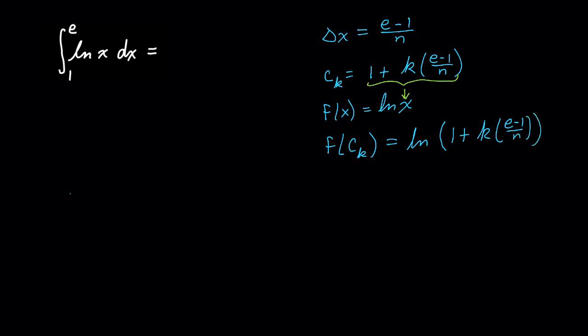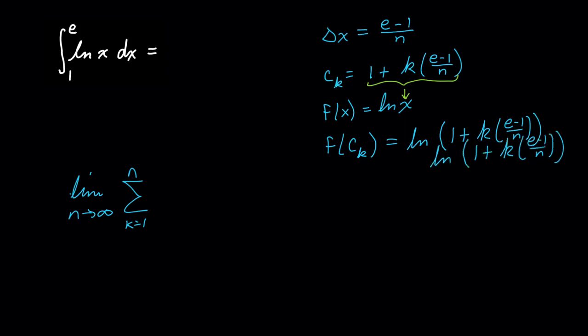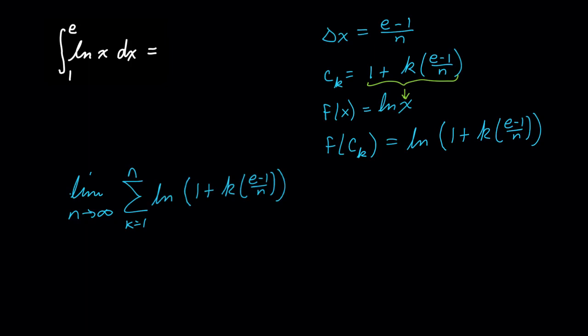All right, so building our limit definition now, we're going to have the limit as n approaches infinity, sigma going from k equals 1 up to n of f of c sub k, which is this part right here, times delta x, which is this part right up here, and that is your limit definition right here.